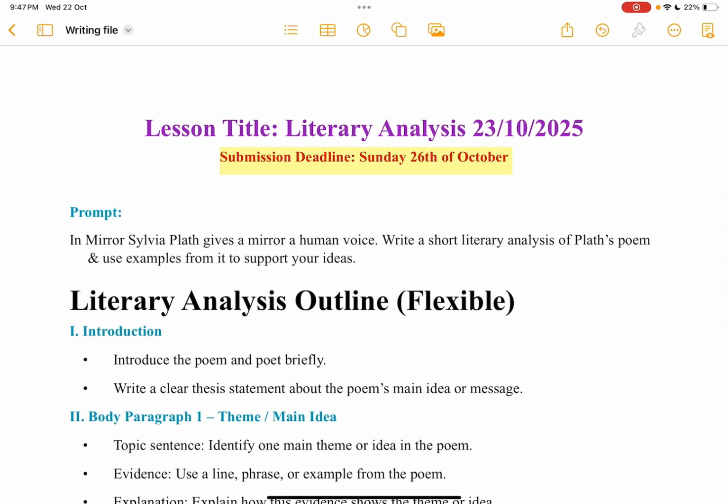Okay, now I'll explain the outline for the literary analysis step by step. First, the introduction. You will introduce the poem and the poet briefly, and then you will write a clear thesis statement about the poem's main idea or message.